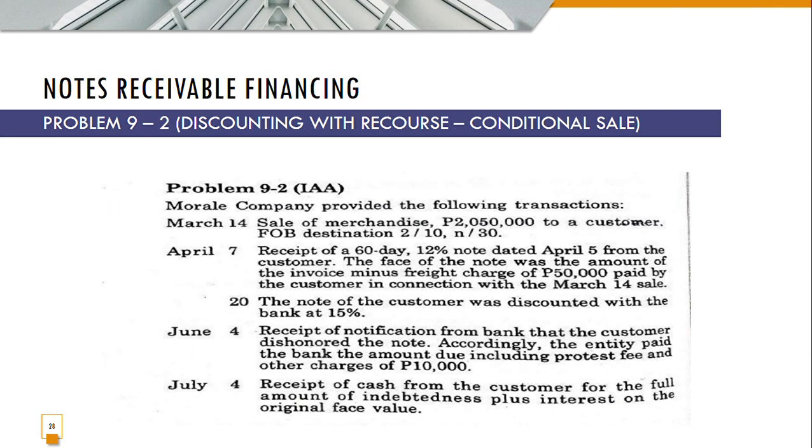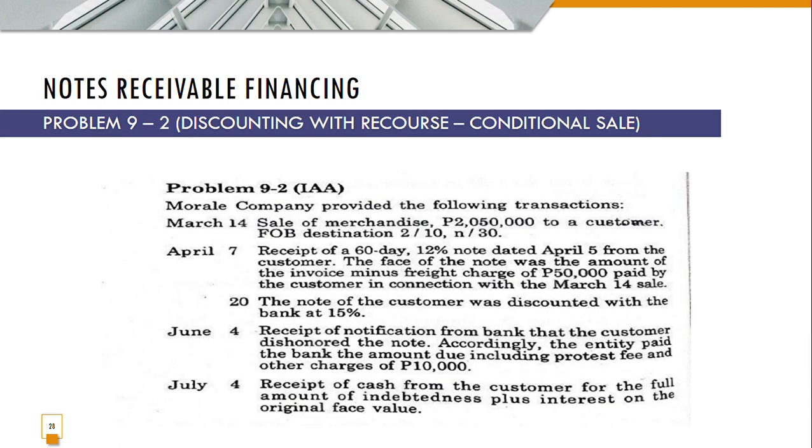Let's do another example. Now let's do discounting with recourse as a conditional sale. So problem 9-2. Morale Company provided the following transactions. March 14, sold merchandise 2,050,000 to a customer. FOB destination terms, payment terms of 2, 10, and 30. So you get a discount of 2% if you pay within 10 days, and you have 30 days to pay.